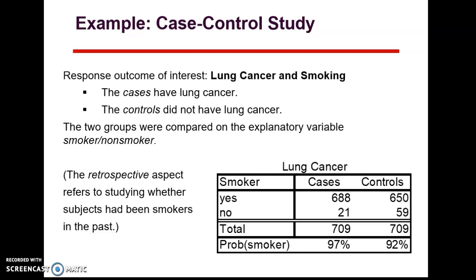And we look at the controls, and we picked randomly from the general population by some method. We picked 709 of them, and we said, how many of you smoked? How many of you don't? You notice in the cases for lung cancer, 97% of them smoked. In the cases where there's no lung cancer, 92% of them smoked. And so this is retrospective because you can look in the past and find things like this, you're not going forward with this type of thing.